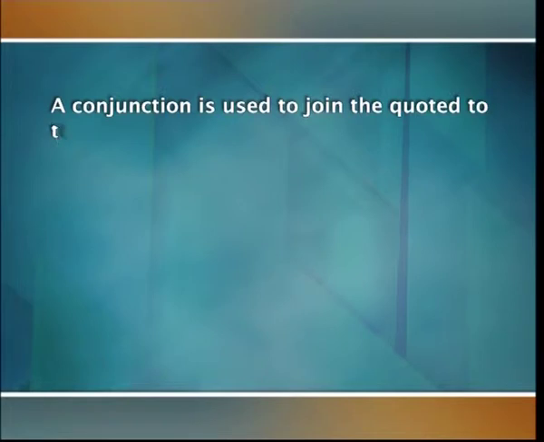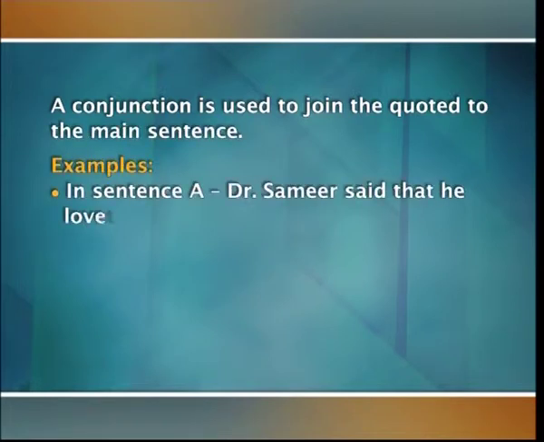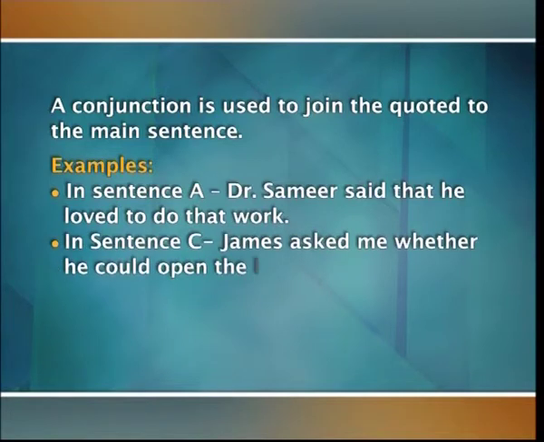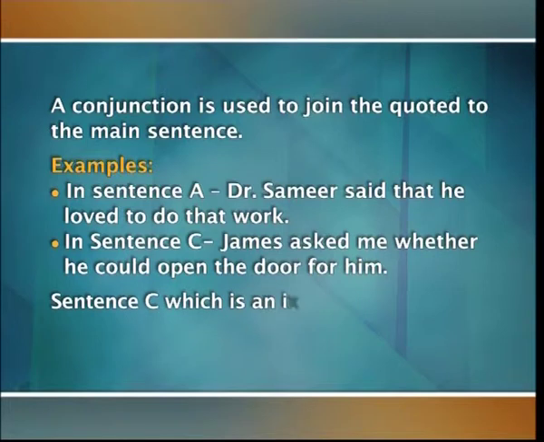Tenses. The present tense of the quoted speech in sentences A and B is changed to past tense in the indirect speech. Love becomes loved, want becomes wanted. A conjunction is used to join the quoted speech to the main sentence. For example, in sentence A, Dr. Samir said that he loved to do that work. In sentence C, James asked me whether he could open the door for him.